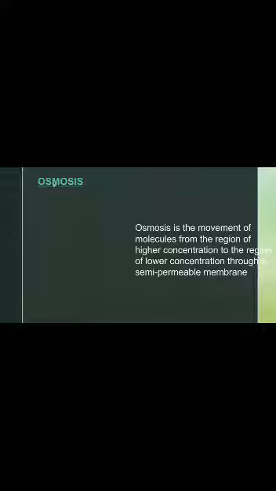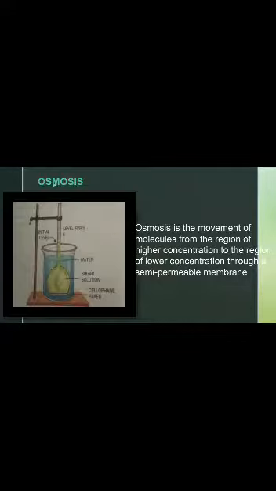Let's look at the very first process, osmosis. Osmosis is the movement of molecules from the region of higher concentration to the region of lower concentration through a semi-permeable membrane. In the picture, you can see a beaker filled with water and there is a funnel which is filled with sweet water, which is the yellow colored water in the picture. These two waters are separated by a semi-permeable membrane, which is a cellophane paper.